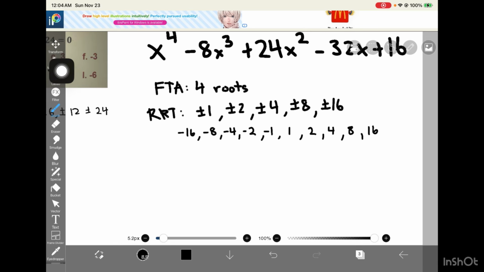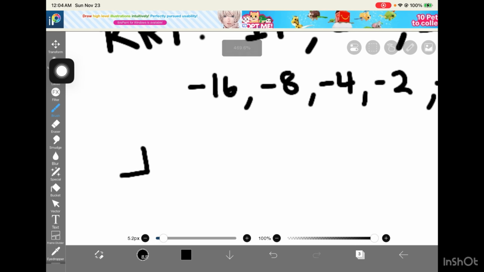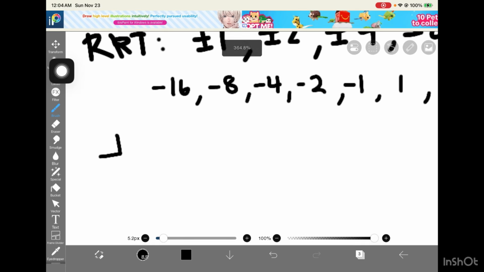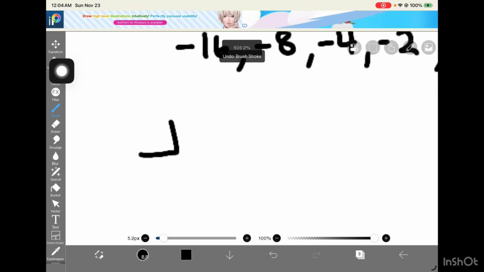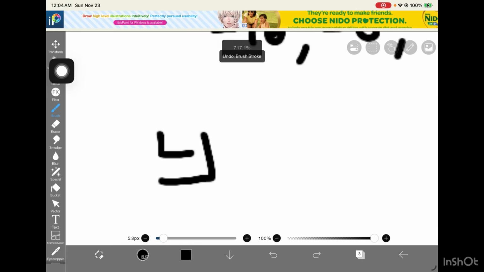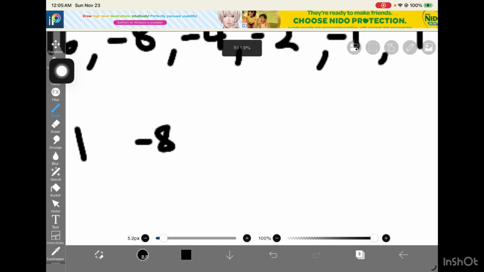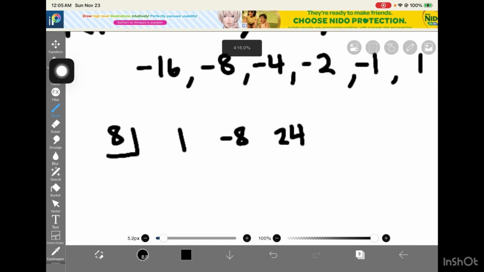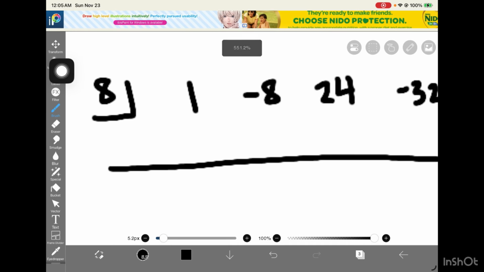So let's try to look for an upper bound first. Let's try to use number 8. Actually, let's try number 4 first. Oh wait, no, let's try number 8 after all. Okay, number 8. So let's list 1, negative 8, 24, negative 32, 16. By doing synthetic division, we pull down 1.